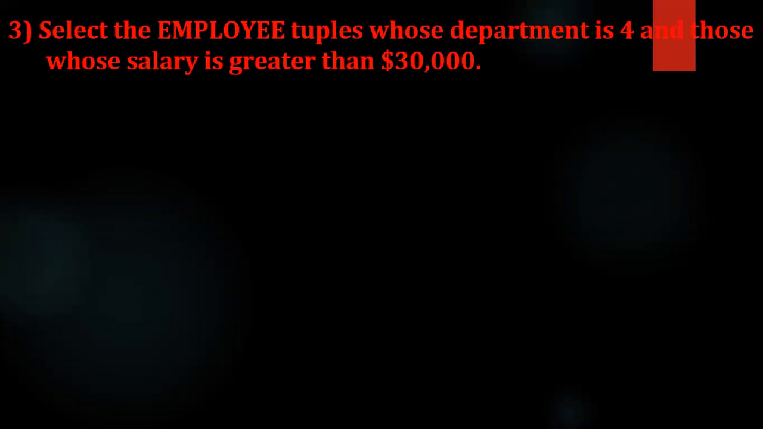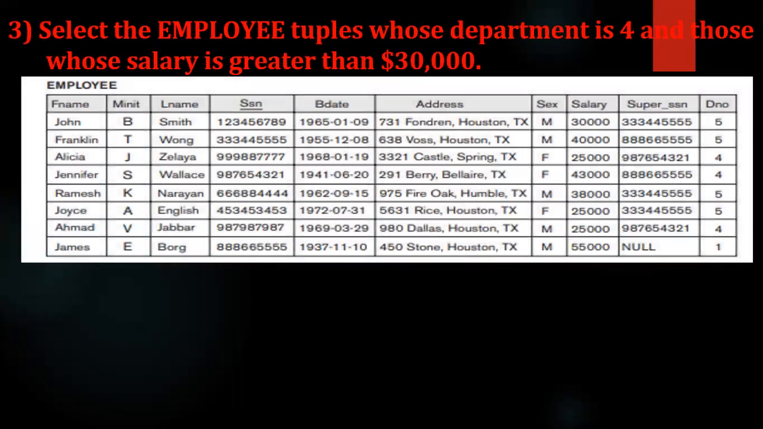Now here I want to retrieve employees who belong to department 4 and have salary greater than 30,000. First, we need to find the employees who belong to department 4. There are three employees belonging to department 4: Alicia, Jennifer and Ahmad. Now check the salary of these three employees, whether it is greater than 30. Alicia's salary is 25, it is not greater than 30. So it satisfies only one condition, but AND works only if it satisfies both conditions. So this will be rejected.